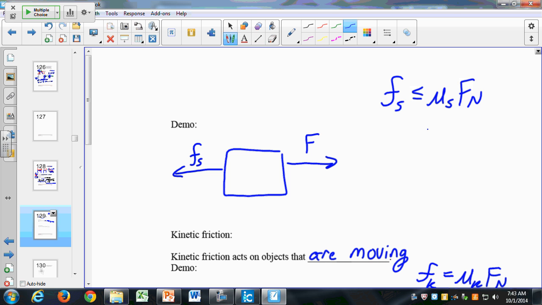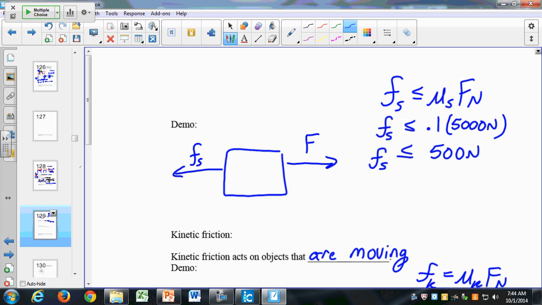Like say, for example, let's say that mu s between the floor and this piece of furniture is 0.1, and the normal force is, say, I don't know, 5,000 newtons. All right, that means that my static frictional force is less than or equal to 500 newtons. That means that the static frictional force is going to range anywhere from 0 to 500. And when I get to 500, it's not going to move. But when I get to, say, 500.1, what's going to happen to my furniture? It's going to move, right?